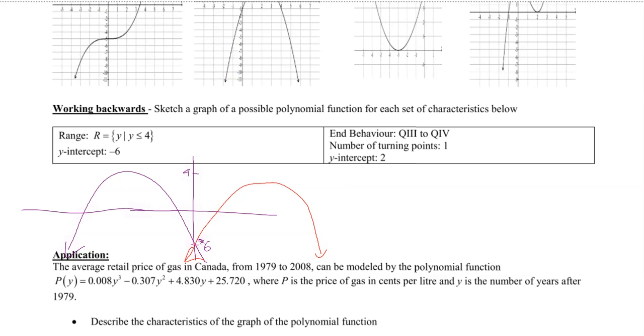End behavior is Q3 to Q4, and has one turning point, and a y-intercept of 2. Alright, give it a shot. So which polynomial has one turning point, has an end behavior of Q3 to Q4, and a y-intercept of 2? You're just drawing it, so just make sure you label stuff. We need a y-intercept of 2, so I'm going to label 2. And other than that, I don't really have to do too much.